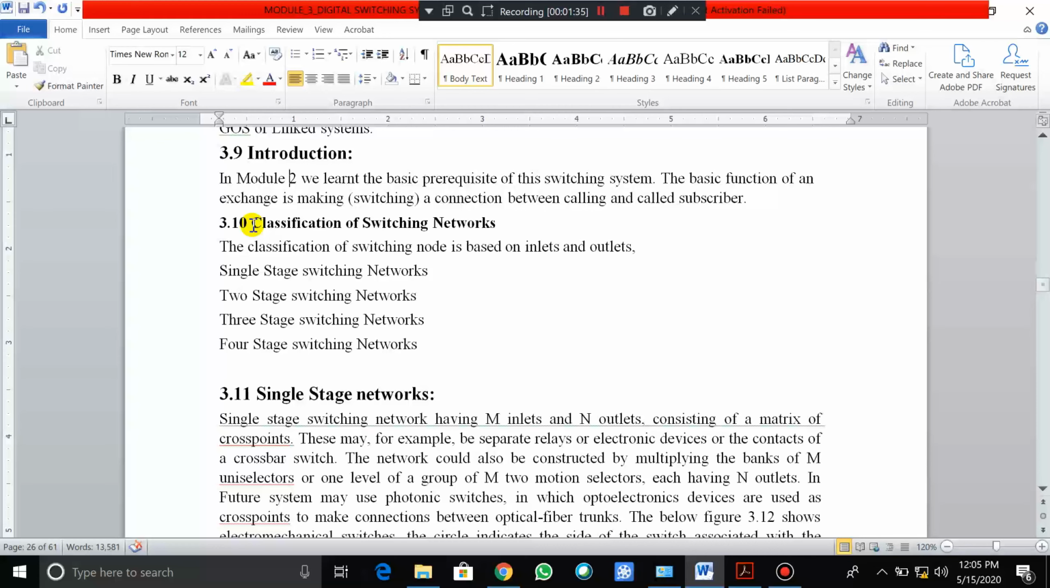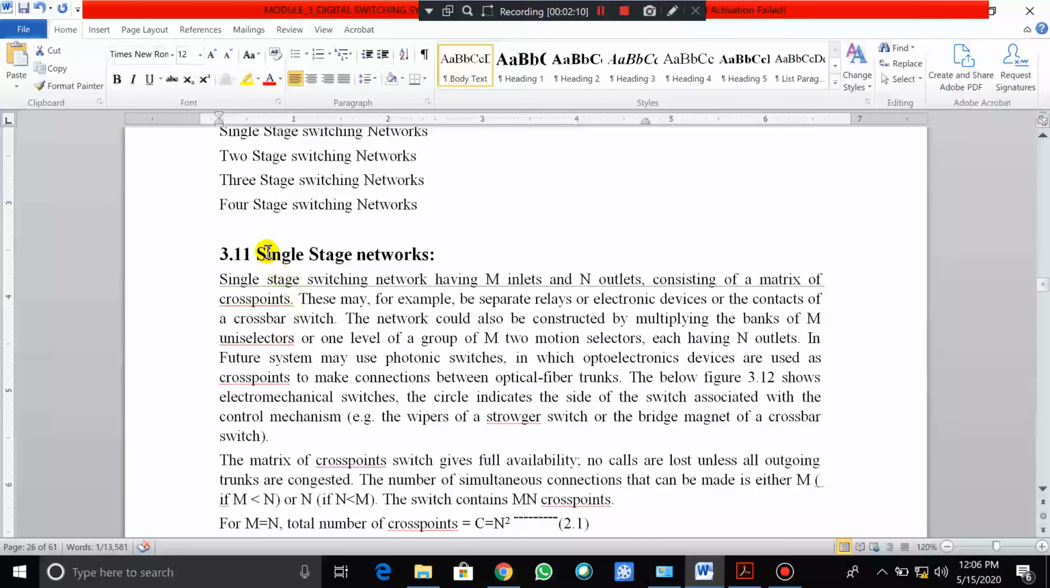Classification of switching networks. The classification is based on inlets and outlets, and there are four types of switching networks: single stage switching network, two stage switching network, three stage switching network, and four stage switching network. Let us discuss the single stage switching network.